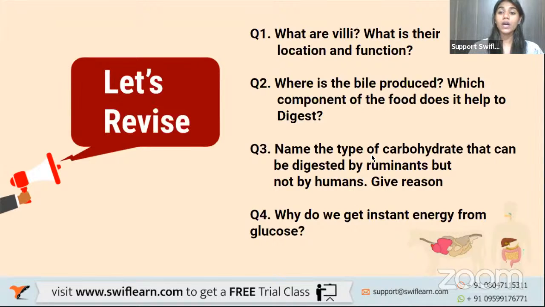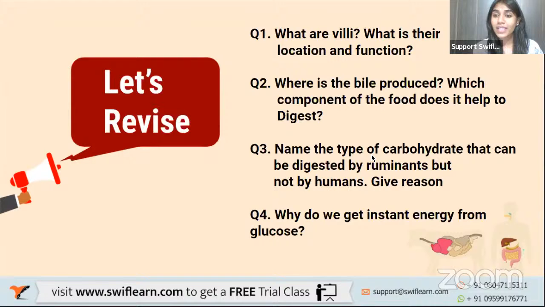Okay, now moving on to the next question: where is bile produced? Which component of food does it help to digest? Bile is produced by the largest gland of your body, which is your liver. It helps in digesting or breaking down big fat molecules into smaller fat molecules. So these big fat globules are broken down into smaller fat globules by your bile.